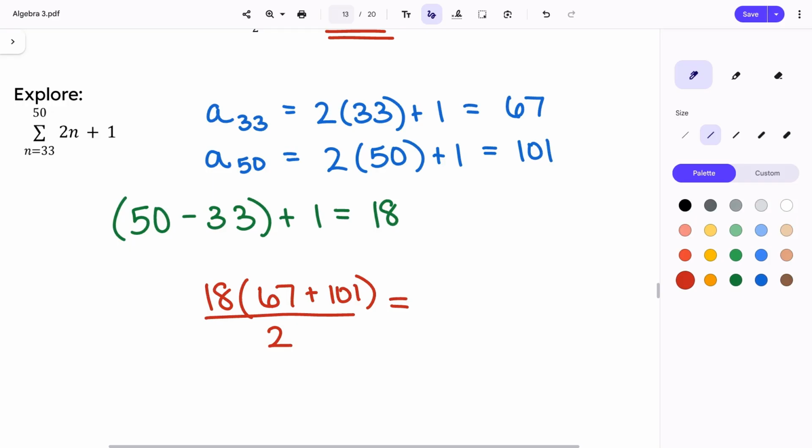I got 1512. Did anyone else get 1512 or did you get 03? 67 plus 101 is... Well, I forgot, I messed up, so I had 66 down below as well. Oh, okay. Times 18 and then divided by 2. Yeah. I see. Okay.